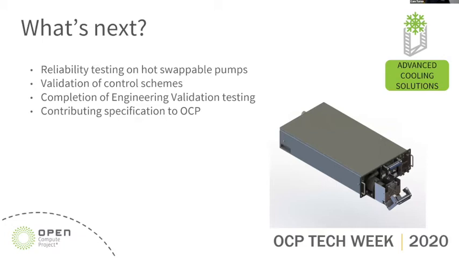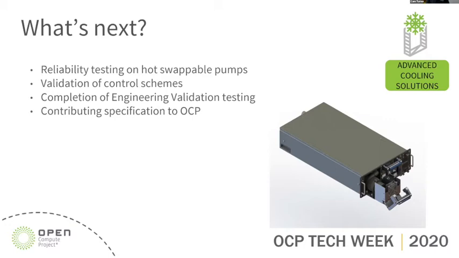So next steps, reliability testing on hot swappable pumps. This, of course, to ensure the reliability and resilience required for hyperscalers and end users. Of course, in a situation like this, if the RPU goes down, the entire rack goes down because there will be no cooling. So we have to spend a lot of time making sure that this is going to work as expected.